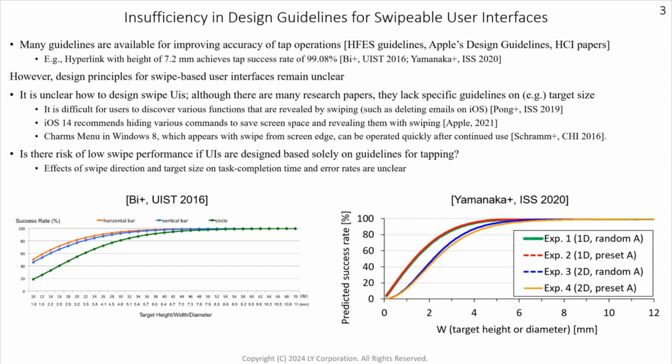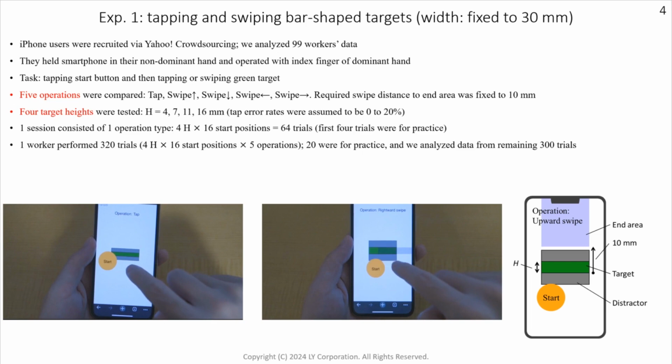For example, a target size of 7.2 mm is sufficient for accurate tapping, but it remains unclear how user performance with swiping might vary depending on the swiping directions and target size. To answer this question, we conducted two experiments.